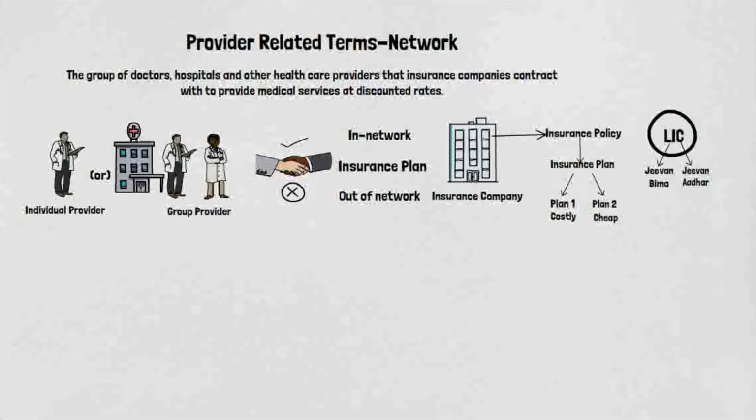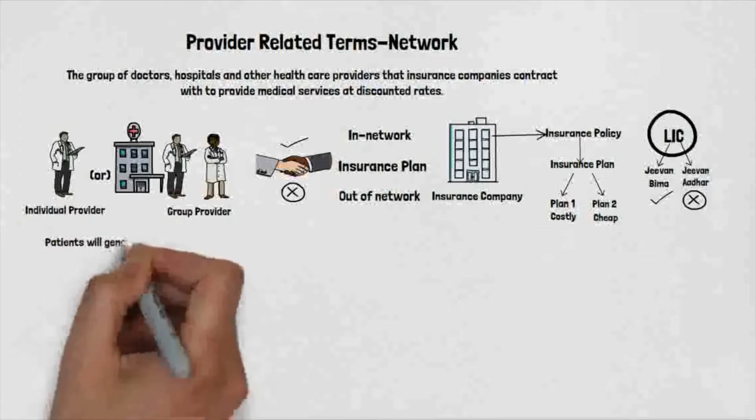Now, let us go back and apply the LIC example to the provider. When we say the provider is in network with LIC policy, he may be in network with Jeevan Bima plan and not with Jeevan Aadhar plan. Okay. Hope you are clear about the network concept. So always make sure to check if the provider is in network or out of network with the patient's insurance plan, even though the doctor is in network with the insurance policy.